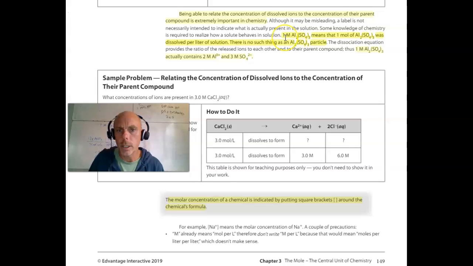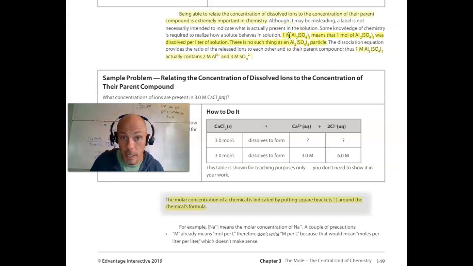As you earlier heard me mention, a 1 molar aluminum sulfate solution does not mean there's 1 mole of aluminum sulfate particles dissolved in water. There's no such thing as aluminum sulfate particles, because once it's dissolved in water, as we know, the ions separate from or dissociate from each other.